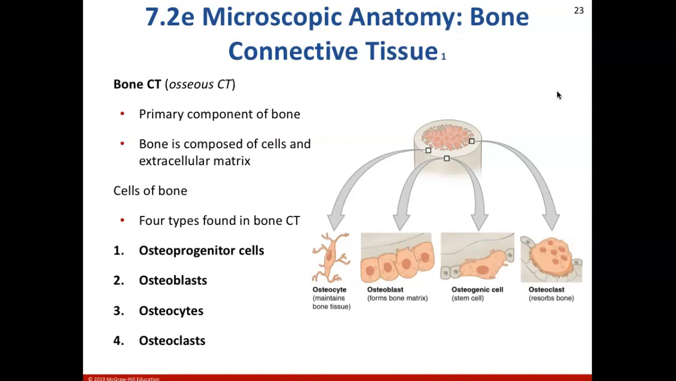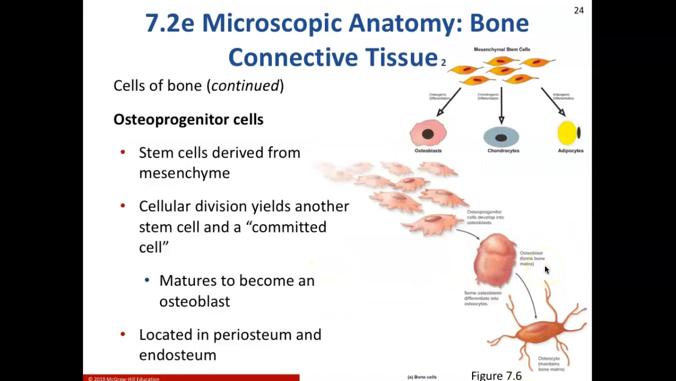Now back to our bone tissue. We are going to talk about the composition of bone. Bones are composed of cells and extracellular matrix. So the first thing we'll discuss are the cells of the bone, and we have 4 different types. We've mentioned these a little bit before. We have our osteoprogenitor cells, or sometimes these are called osteogenic cells or bone stem cells. We also have osteoblasts, osteocytes, and osteoclasts. So let's discuss each one of these in detail.